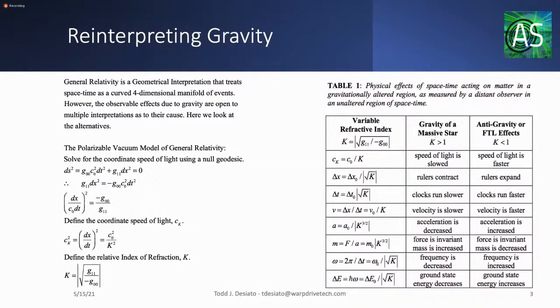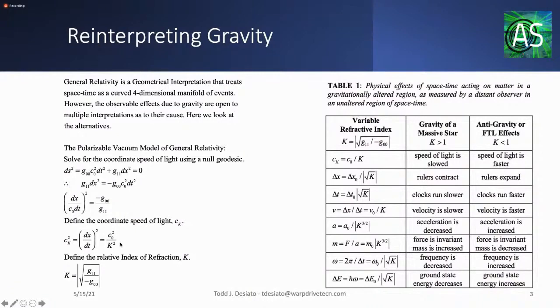But in terms of space-time, light travels along a null geodesic, which means its path through space-time has zero length. So here we have the metric line element set to 0, and we solve this for the coordinate speed of light, which I refer to as CK, and we see that it's simply the rate of change in the coordinates squared, and this leads to solving the equation. It leads to the speed of light having a refractive index, K, that sets the speed of light at any point in the gravity well.